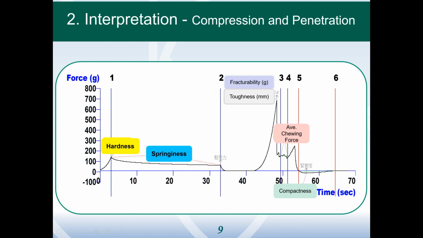By the first non-destructive stage, we can determine, for example, the hardness from the compression force as well as the springiness. By the second destructive stage, we can determine the characteristics such as fracturability, tension, average chewiness, and compactness.